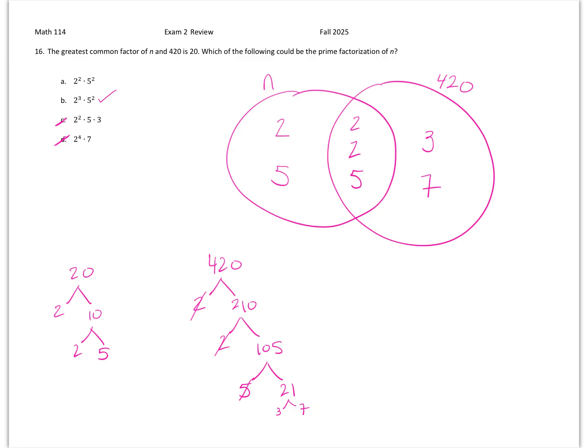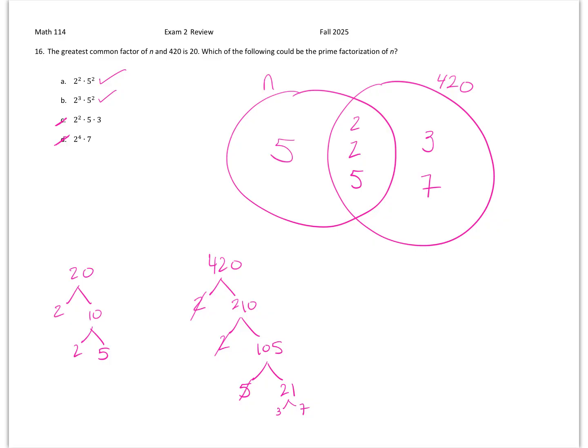Let's look at A. So this is 2 squared times 5 squared. So I already have two 2's. So I just would need one more 5 because I have one 5 already. If I put a 5 in here, this is also fine, right? I can have a 5 here because there are no 5's over here. I didn't change the greatest common factor at all. So A is also a reasonable option for n.